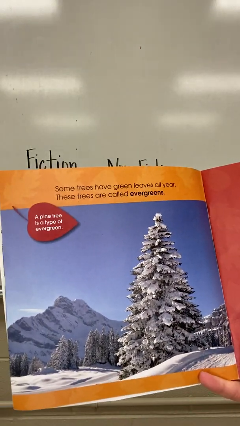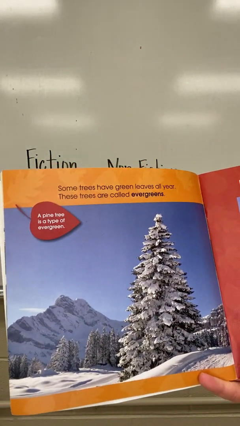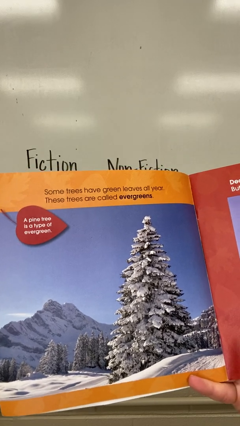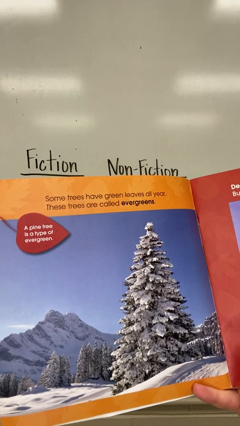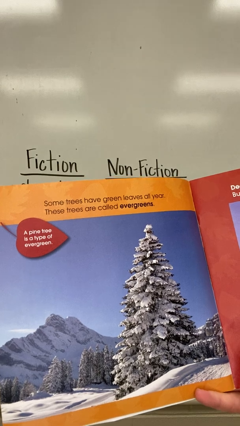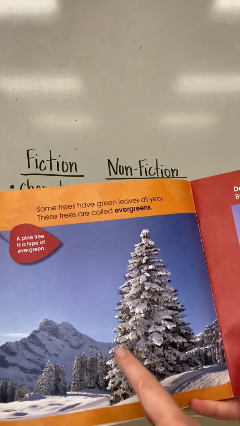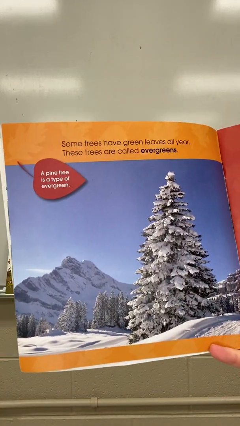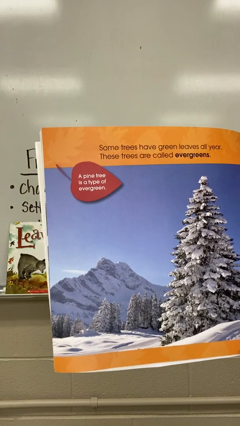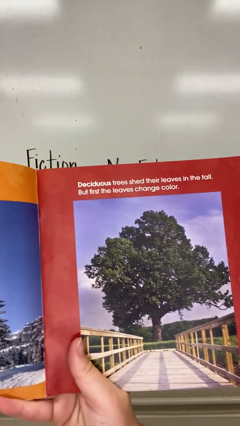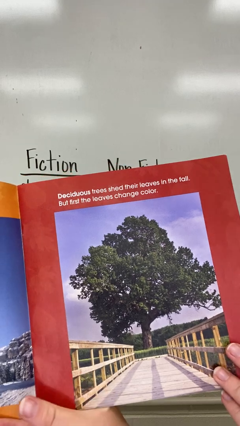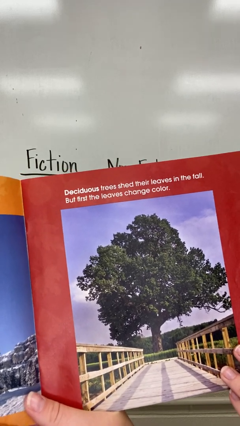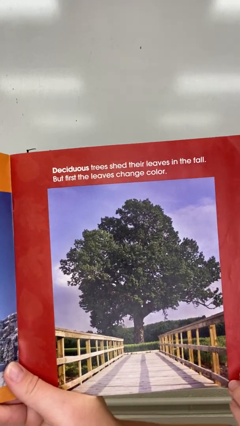Some trees have green leaves all year. These trees are called evergreens. A pine tree is a type of evergreen. This looks like a big Christmas tree, doesn't it? Beautiful photographs. Deciduous trees shed their leaves in the fall, but first the leaves change colors.